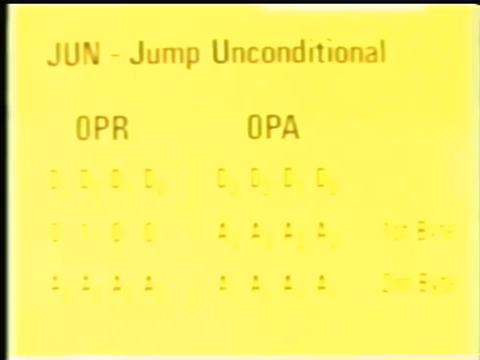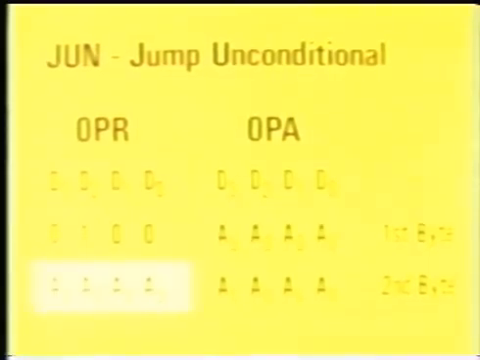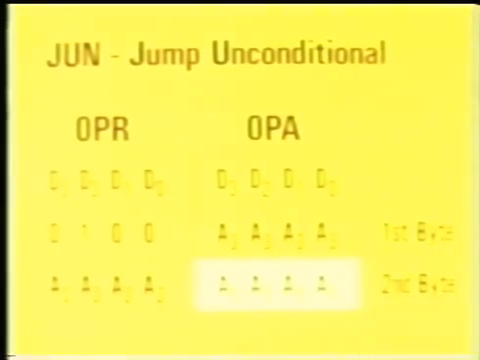The first 4 bits are operation code to specify instruction type. The next 12 bits form the operand, the ROM address of the next instruction to be fetched and executed. The 4-bit OPR portion of the first byte contains the jump unconditional opcode. The 4-bit OPA portion contains the high-order bits of the jump address. The second byte OPR contains the middle-order 4 bits. And the second byte OPA contains the low-order 4 bits of the jump address.